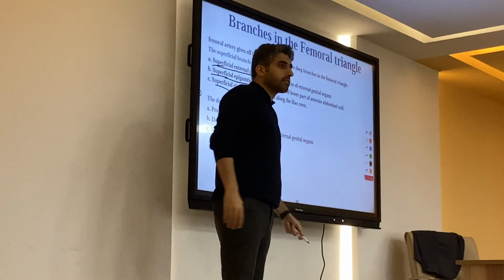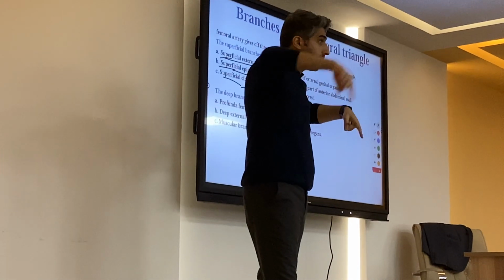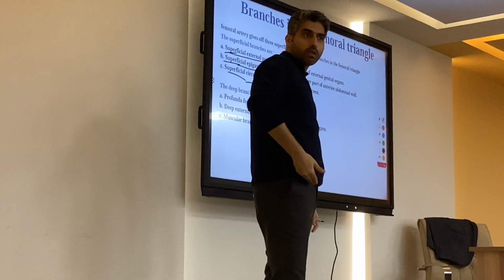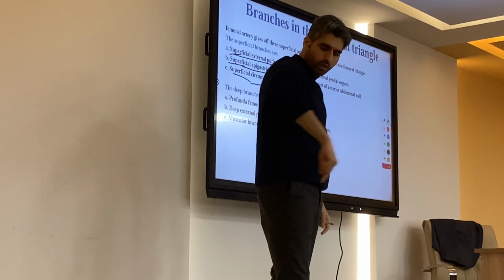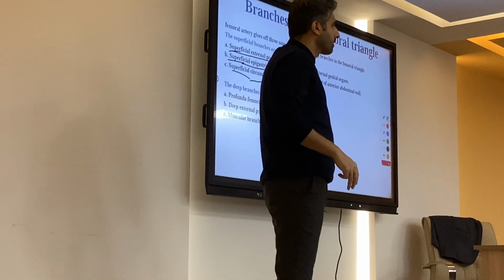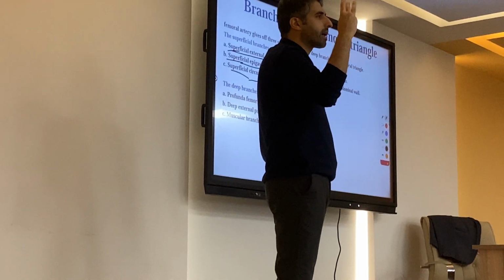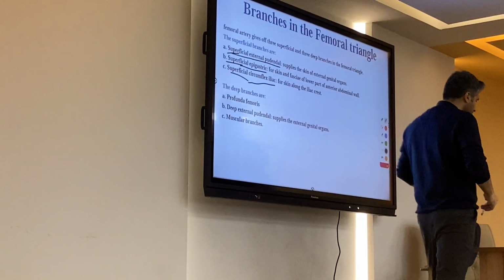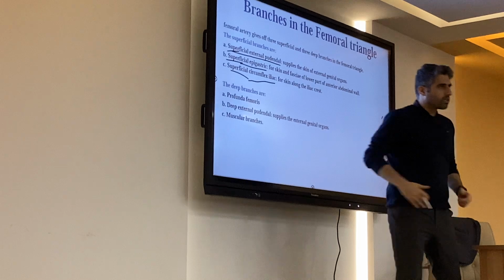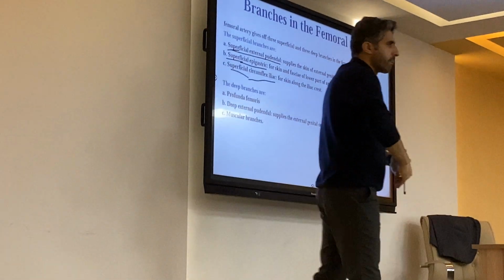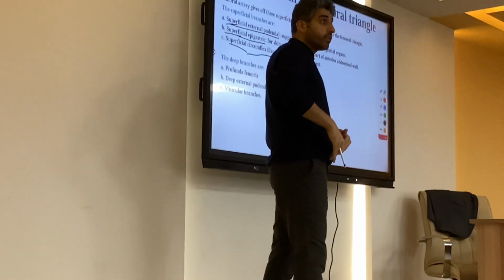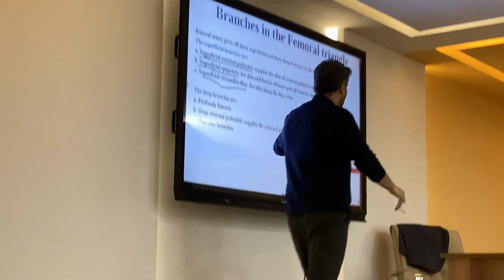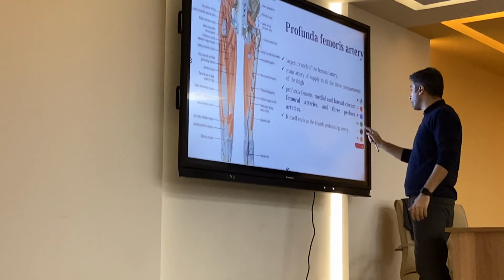Superficial circumflex iliac. Circumflex, turning. Circumflex iliac, turning around the ilium, the iliac crest. So these are the 3 superficial branches: superficial external pudendal, superficial epigastric, and superficial circumflex iliac. These three branches start from the first part of the femoral artery.